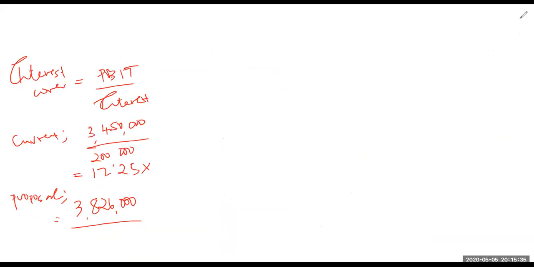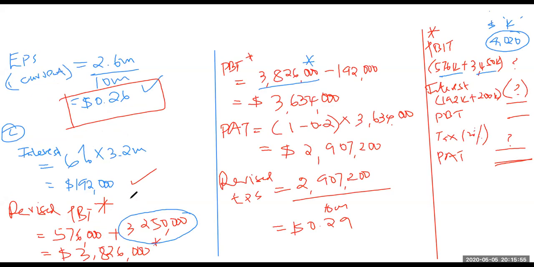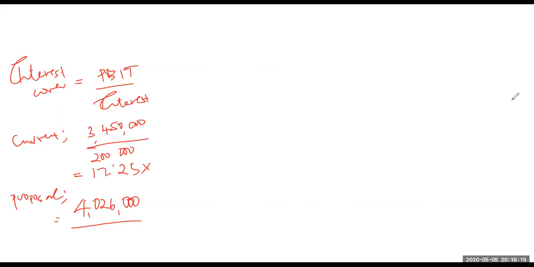So here, let me erase this. Okay, so 4026. We divide by the revised interest, which we have here, which is 120,192 plus 20,000, and we get 392. So we divide by 392,000. That gives us how much? 10 points.